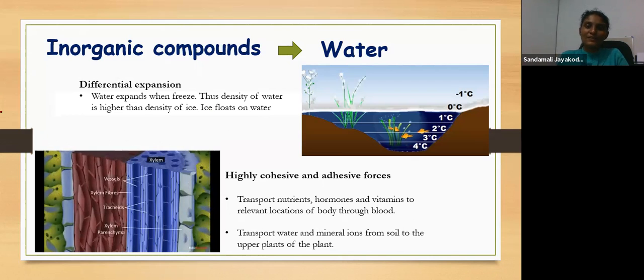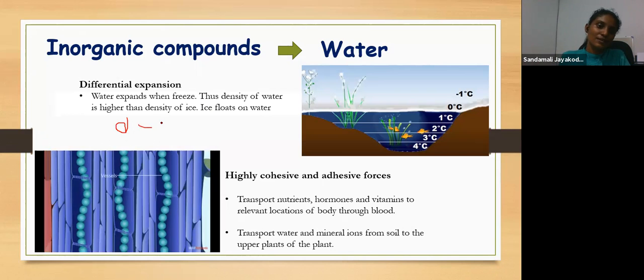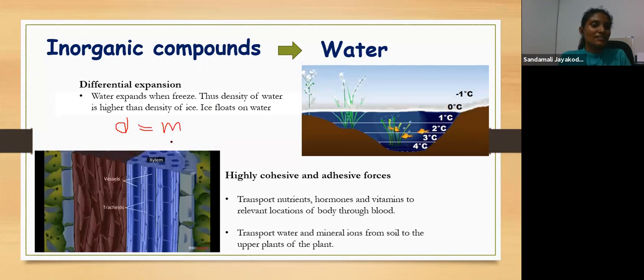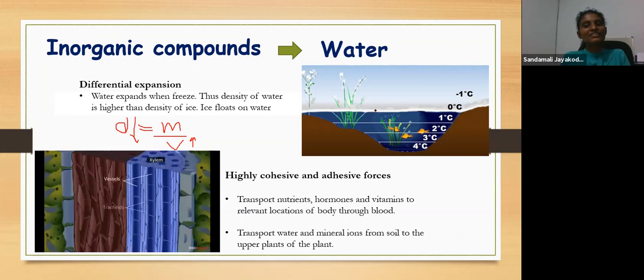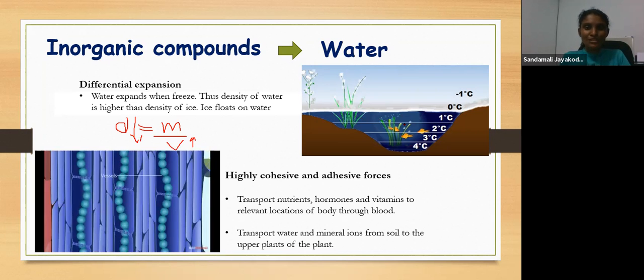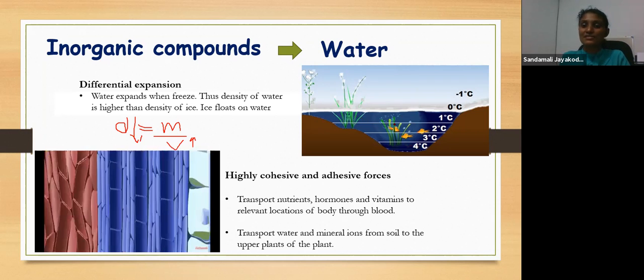We know a small equation: density equals mass divided by volume. When the volume of a particular mass is increasing, the density is decreasing. So the ice floats. When the ice is floating on top of a water body, it acts as an insulating layer. It doesn't cool further, and the water below doesn't freeze.